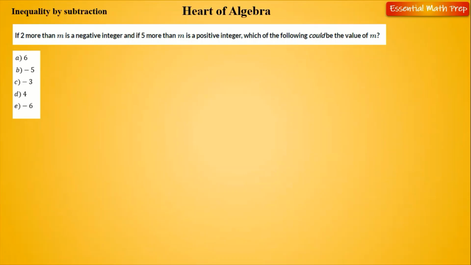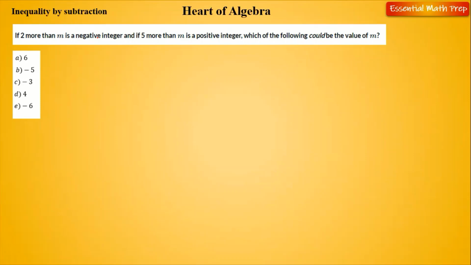If 2 more than m is a negative integer and 5 more than m is a positive integer, which of the following could be the value of m? It's a very straightforward problem if you can figure out how you're going to translate the words into an expression, right?